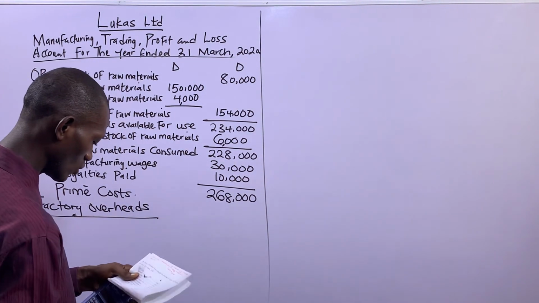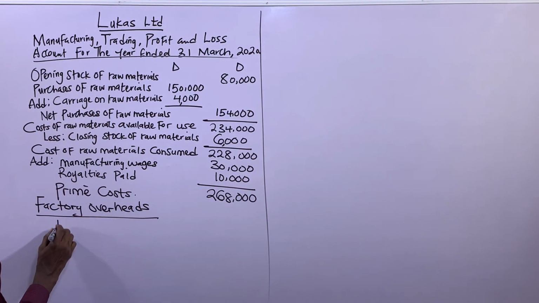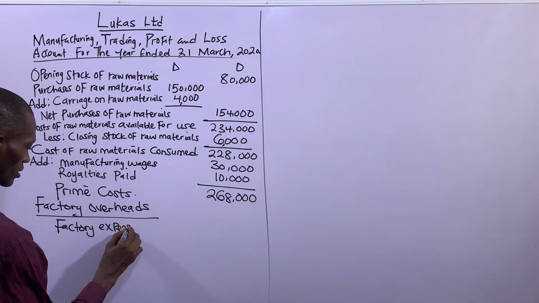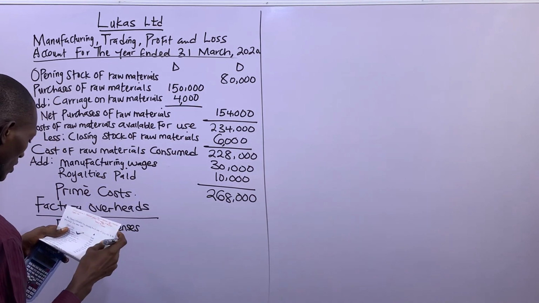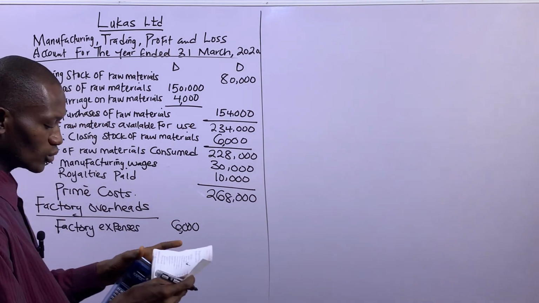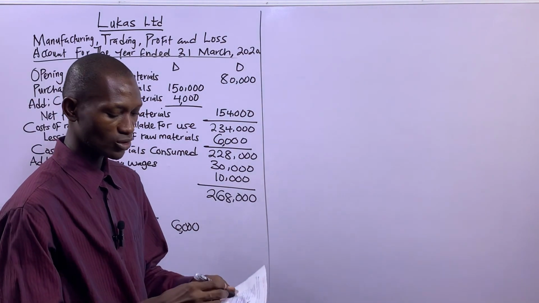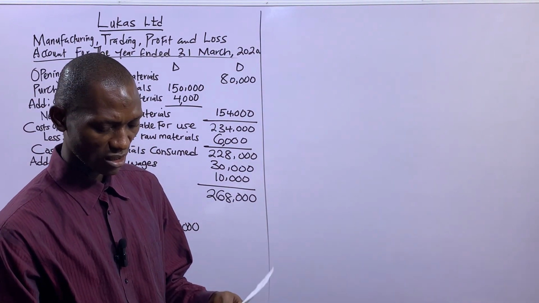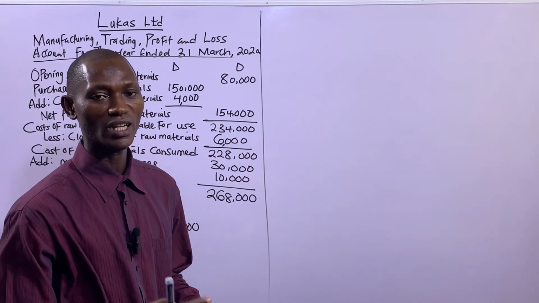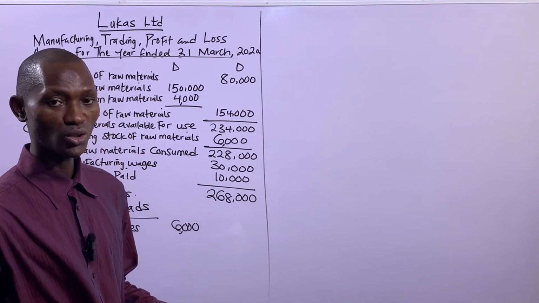So for factory overheads here, we have factory expenses. No treatment on that, so we just bring it here in the first column. That's 6,000. Then we were told in additional information 3 that salaries, rent, and rates are to be apportioned. Like I said, apportion means to share expenses between two or more departments. So we are going to share the salary between factory and office, and also rent and rates between factory and office, in the ratio 3 to 1.